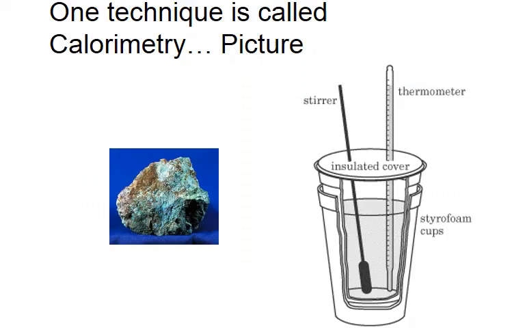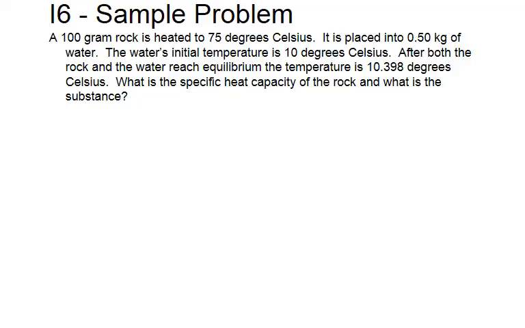So let's say we have a rock that we find and we heat it up and then we place it into the water. Eventually, those are going to reach thermal equilibrium, right? So heat out of the one will be equal to heat into the other. Let's practice this one here. We have a 100-gram rock. So the mass of this is 100 grams, which we can convert to 0.1 kilograms. And then the initial temperature is 75 degrees Celsius.